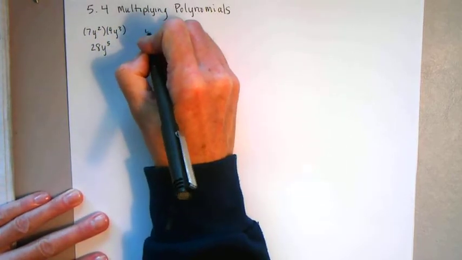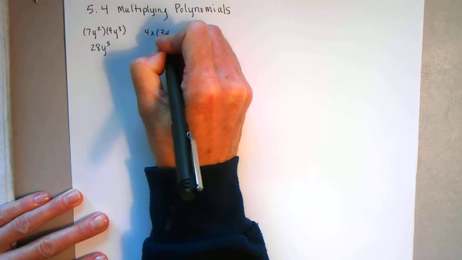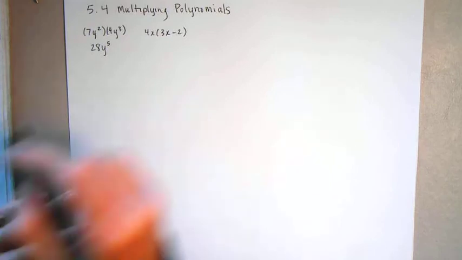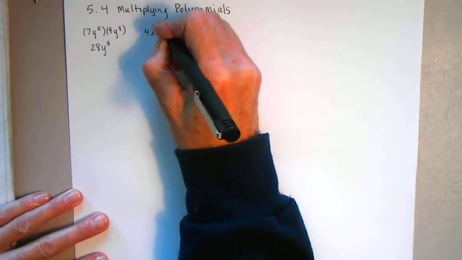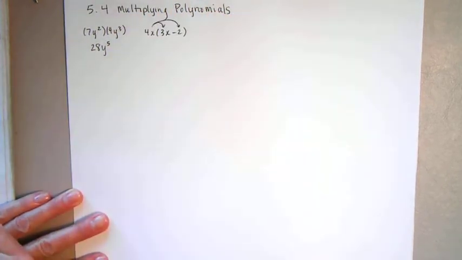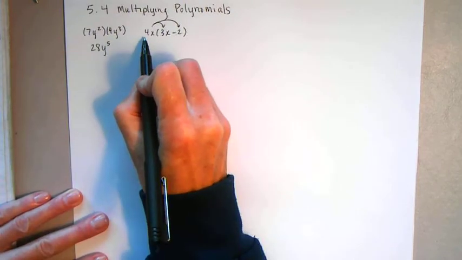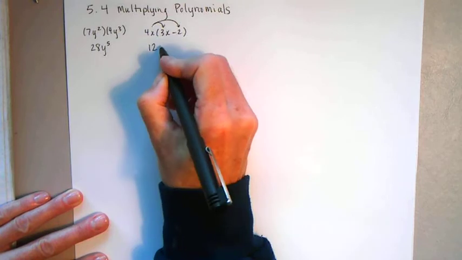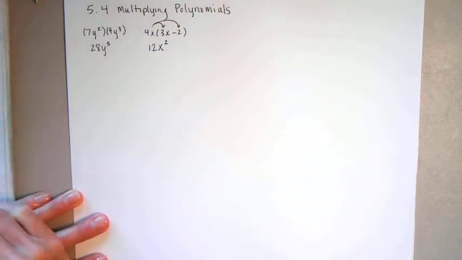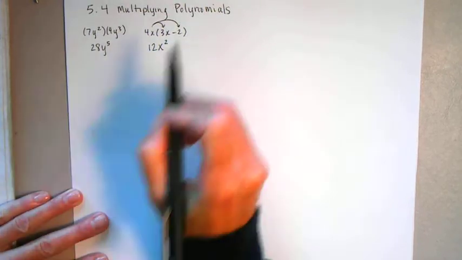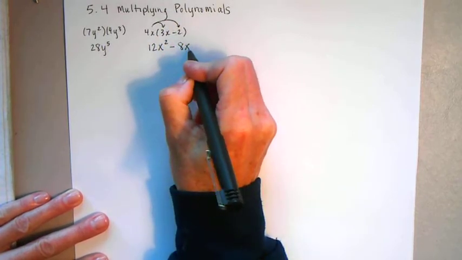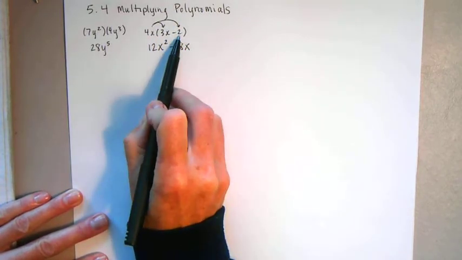What if I give you a monomial times a binomial? Now you have to use that D word. You have to distribute. So we're going to take 4x times 3x and 4x times negative 2. So 4 times 3 is 12, and x times x, remember that you add the exponents, so I have x squared. And then don't lose your negative here, we get minus 8x when we multiply 4x times negative 2.